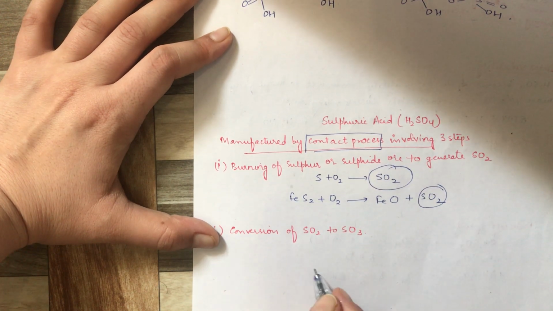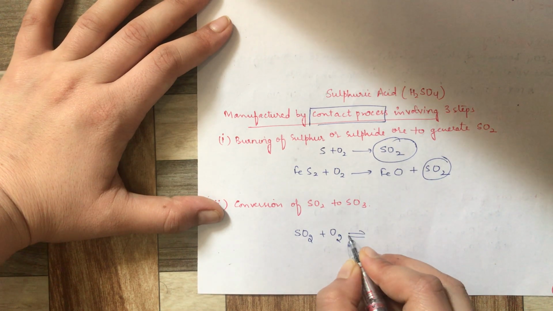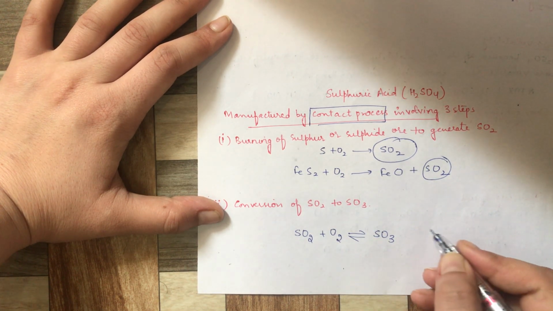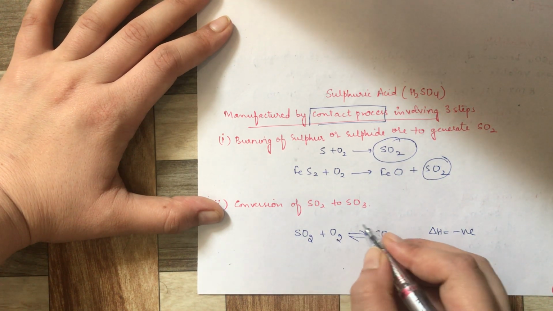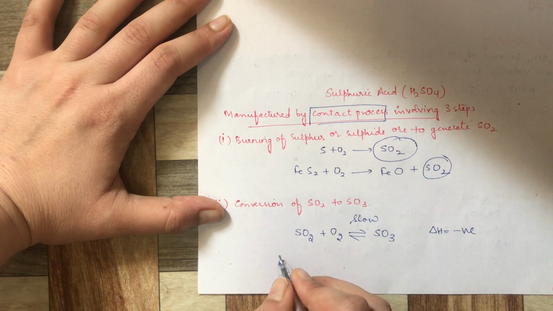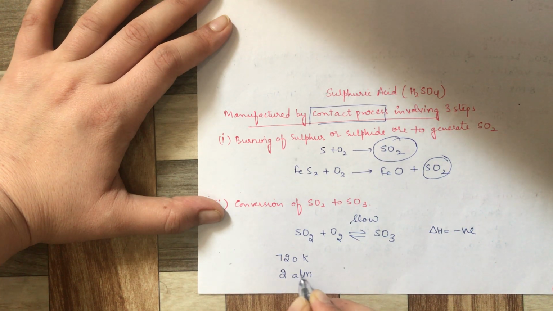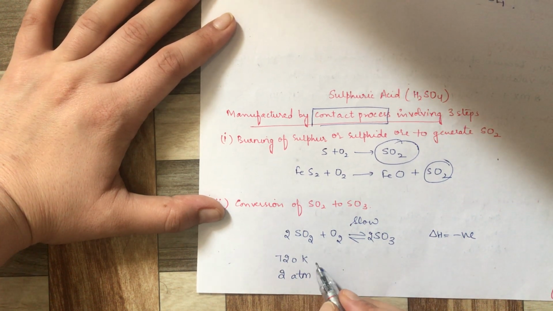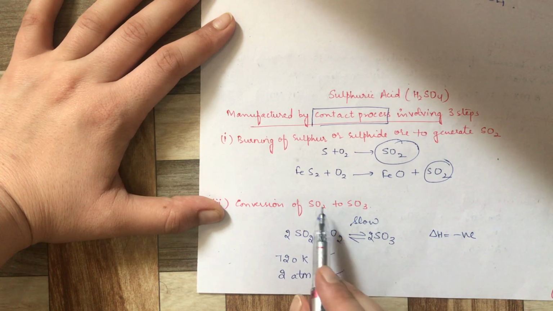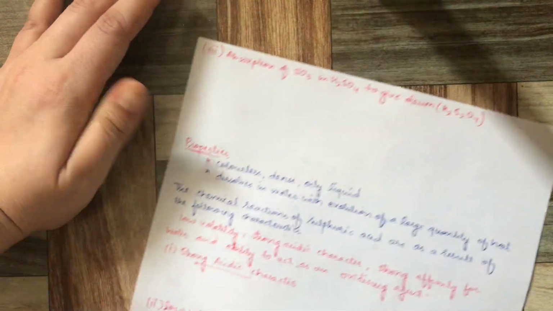This sulfur dioxide is used in the second step, which is the rate determining step. It forms SO3. The process is exothermic, slow, and rate determining. You require 720 Kelvin and a pressure of 2 atmosphere to move the reaction in the forward direction. Very important: SO2 to SO3, because it's a slow step, is in equilibrium, and is the rate determining step.